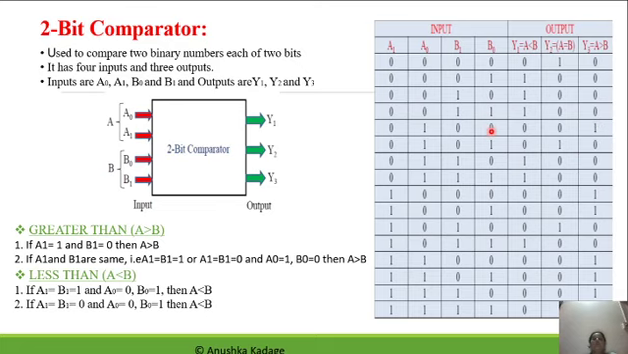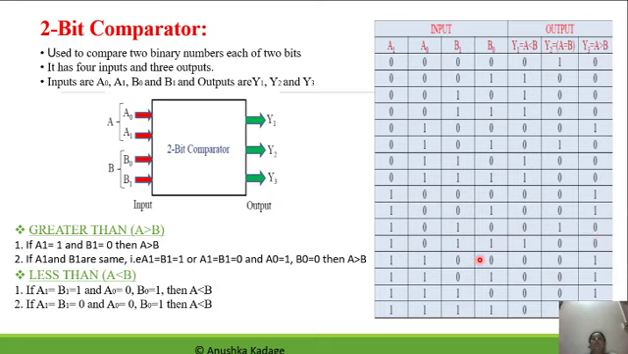Here both A0 B0 are equal. Here both A1 and B1 are equal and A0 is greater than B0. In this condition, we are finding that A0, B0 are equal but A1 is greater than B1. Here, we are finding the condition that A0 is 0, B0 is 1, but in that situation, A1 is 1 and B1 is 0. So it is said to be A greater than B.